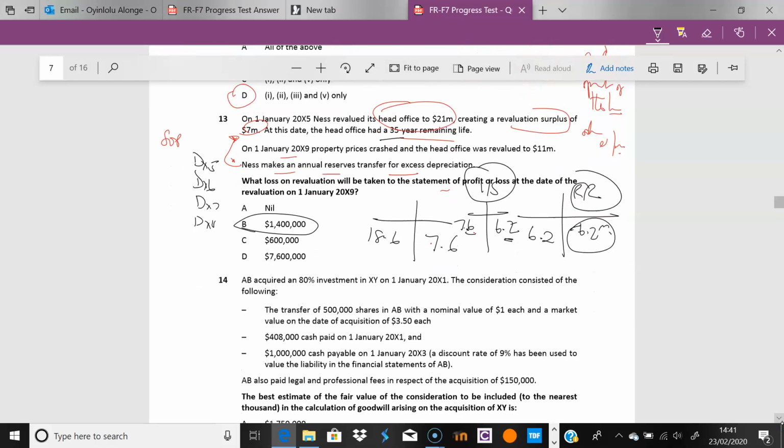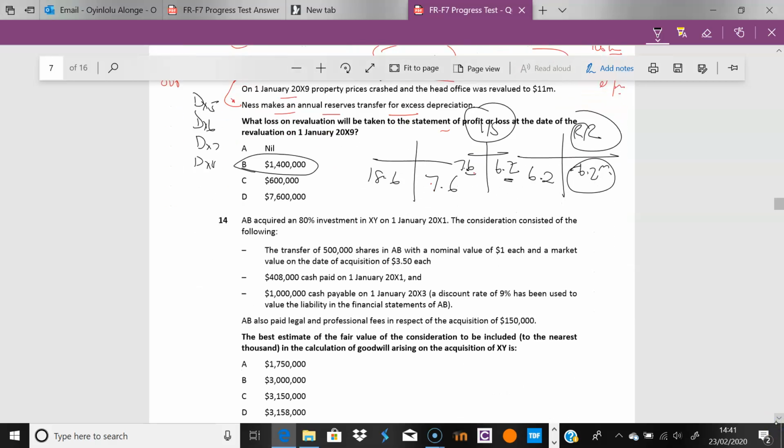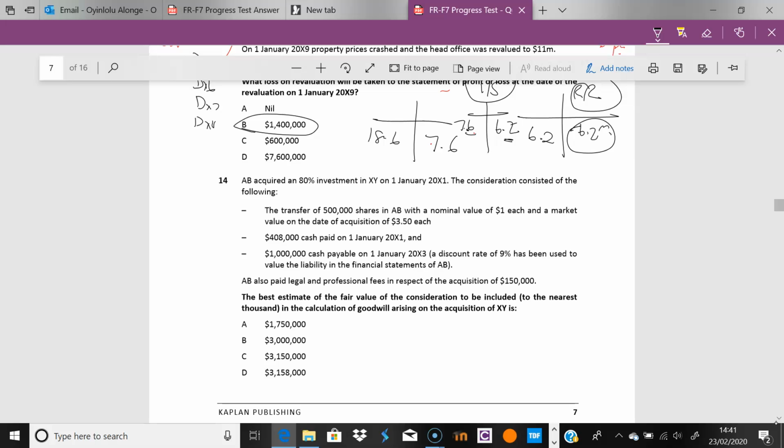So number 14, this is consideration. We talked about this again, this question of consideration. You can have consideration in cash, you can have consideration in shares, you can have consideration in deferred cash, which is what this question is really doing. So what we have to do is to manage that situation. So what's the first level?